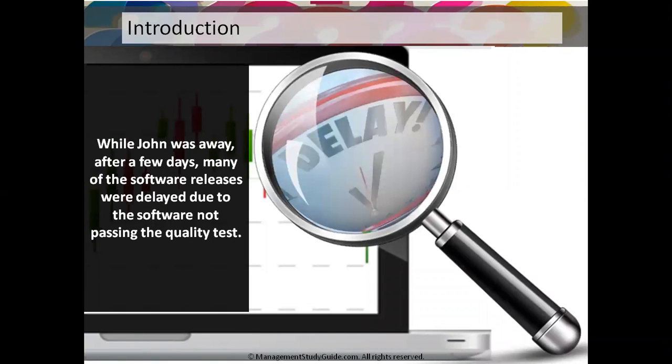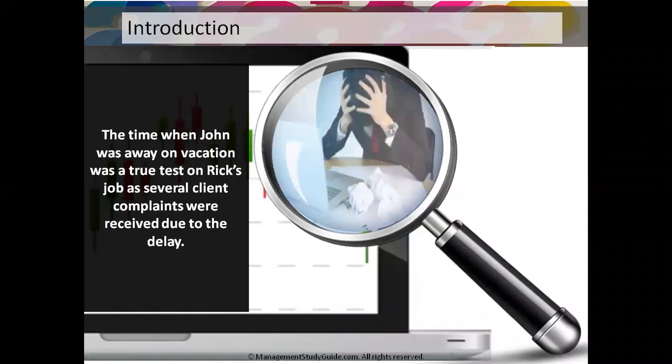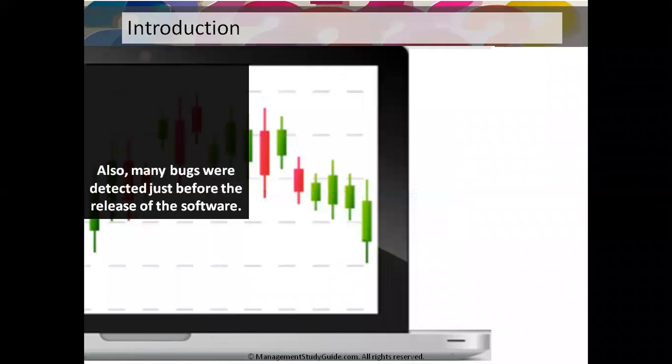While John was away, after a few days, many of the software releases were delayed due to the software not passing the quality test. All the customers were complaining that they were unable to get their software on time as promised. The time when John was away on vacation was a true test on Rick's job, as several clients' complaints were received due to the delay.